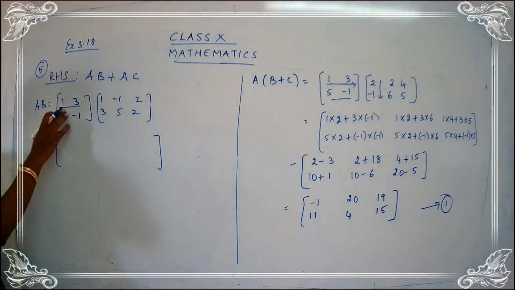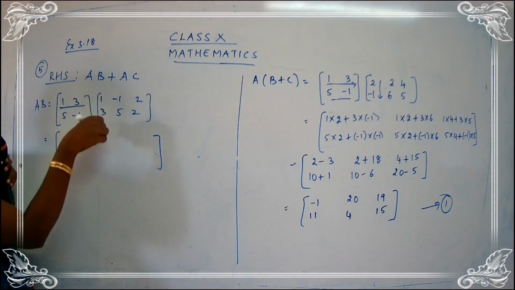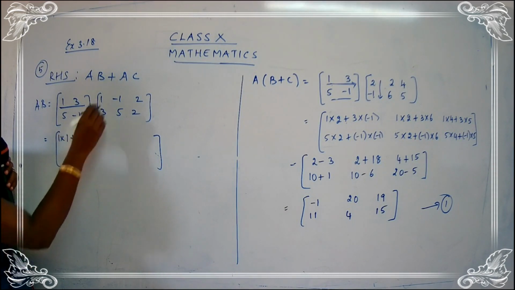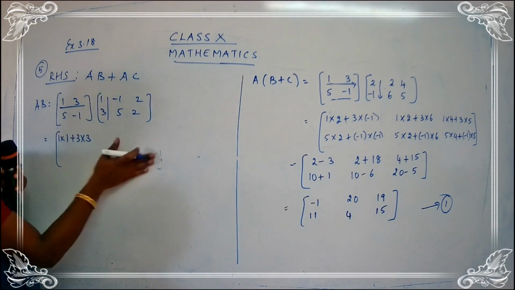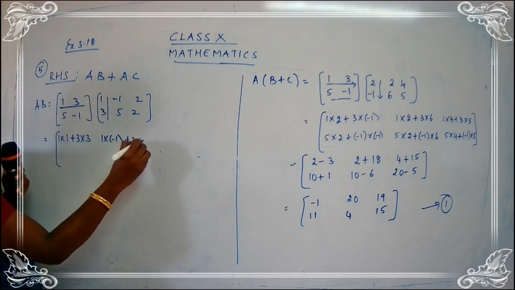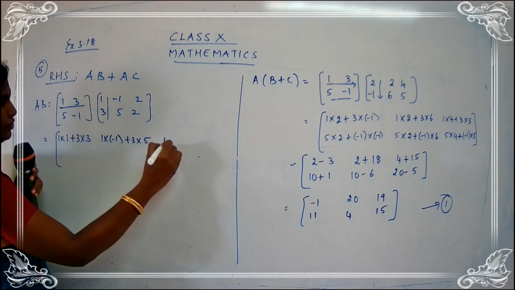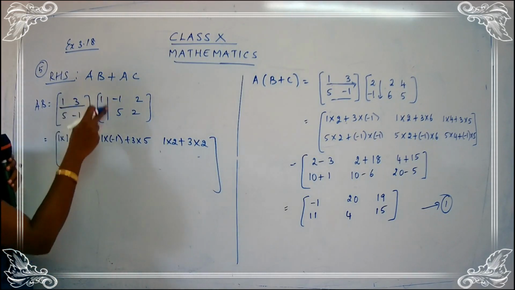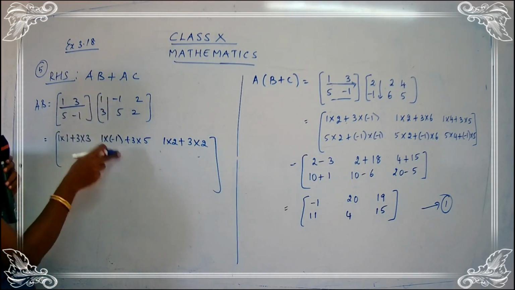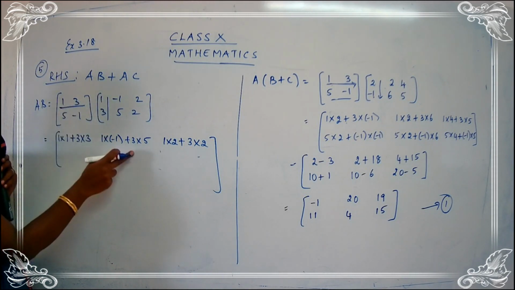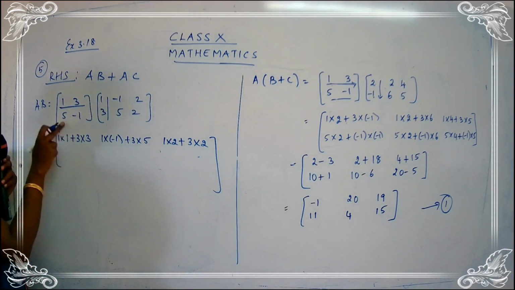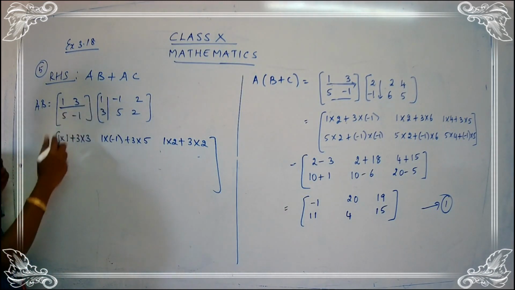Okay, let's start here. So 1 into 1. So I'm going to take the first row and the first column. So 1 into 1 plus 3 into 3. First row, first column. Then 1 into minus 1 plus 3 into 5. 1 into 2 plus 3 into 2. First row, first column done. First row, second column done. 1 into minus 1 plus 3 into 5. 1 into 2 plus 3 into 2. Same way you are going to follow for the second row.